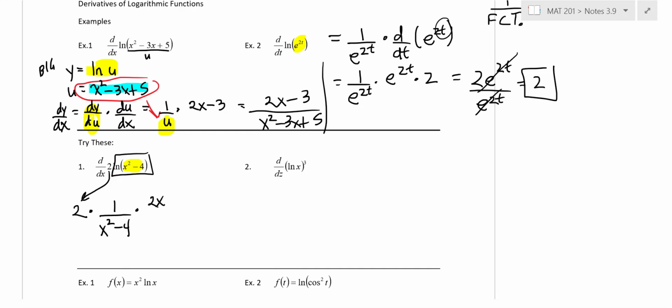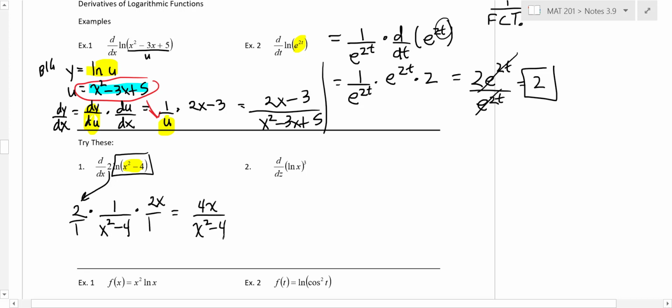Okay. So the answer would be this. You would now just do this all in your head, multiply straight across. You're going to get 4x over x squared minus 4. So that's your derivative of that function. Okay? That's the rule for a natural logarithm.